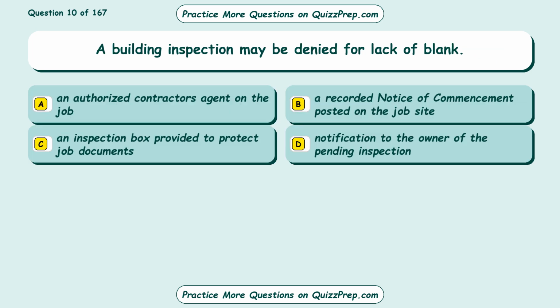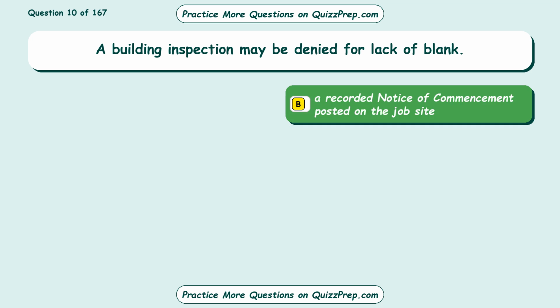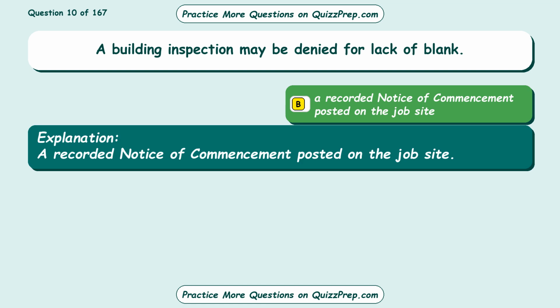Question 10. A building inspection may be denied for lack of blank. Option A. An authorized contractor's agent on the job. Option B. A recorded notice of commencement posted on the job site. Option C. An inspection box provided to protect job documents. Option D. Notification to the owner of the pending inspection. The correct answer is option B. A recorded notice of commencement posted on the job site.